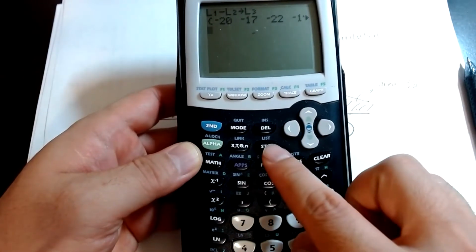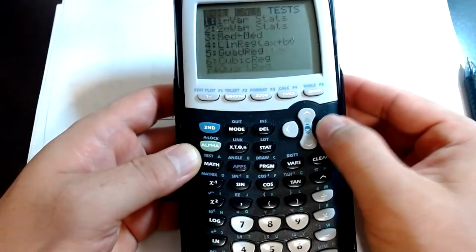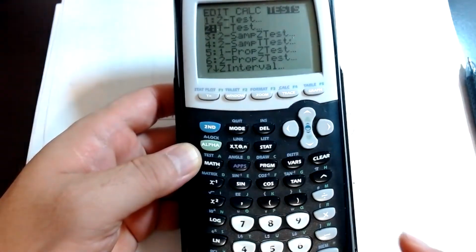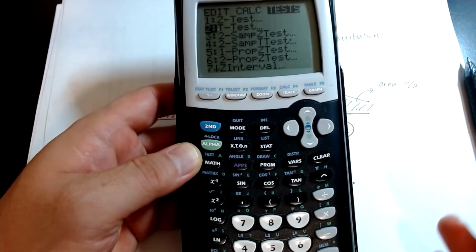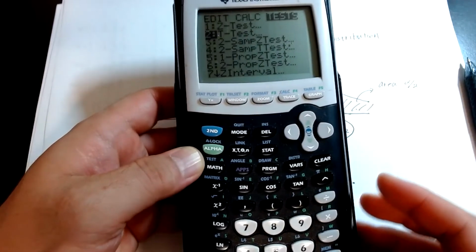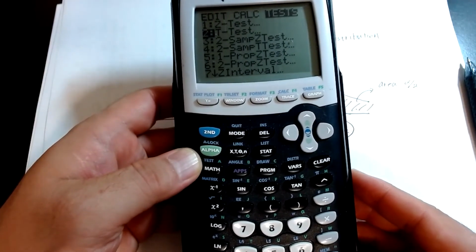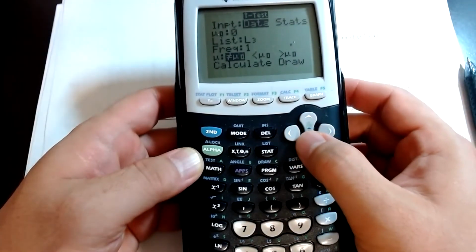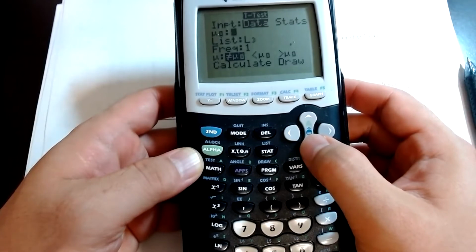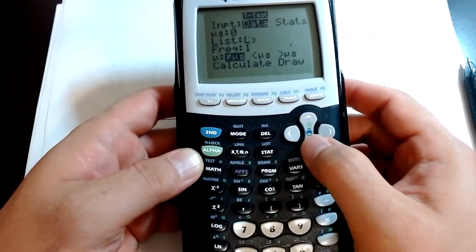Now we go to the stat, and there's a TESTS tab. We go to test. Then we use a t-test, because the standard deviation is not given in the problem, so you have to use the t distribution. Enter. Which input do we use? Definitely data, right? And the mu0 must be 0, right? Okay. And then list L3.